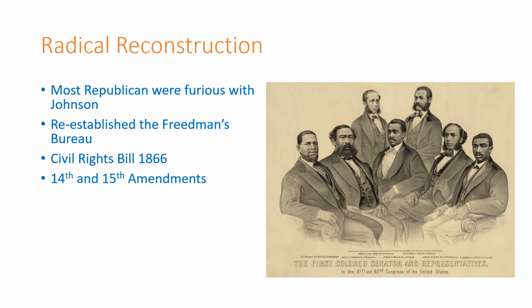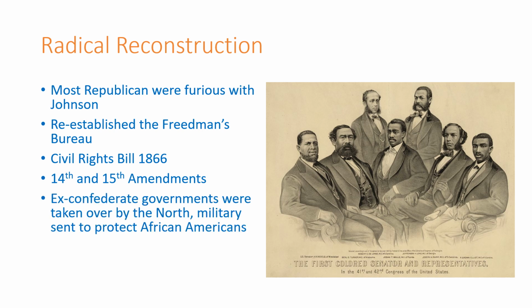We then get the 14th and 15th Amendments. The 14th Amendment, which says that anyone born in the USA should be a US citizen, regardless of their skin colour. And the 15th Amendment, which was put into law in 1870, that says all African Americans have the right to vote. Also, former Confederate governments are taken over by the North, and soldiers are sent in to essentially protect these rights now that have just been given to African Americans.